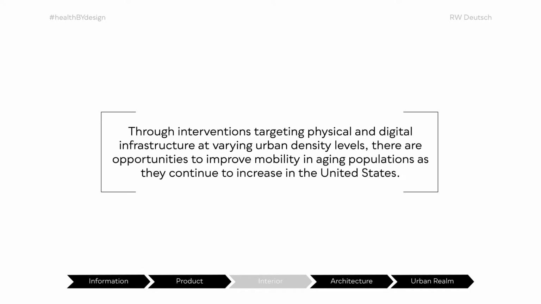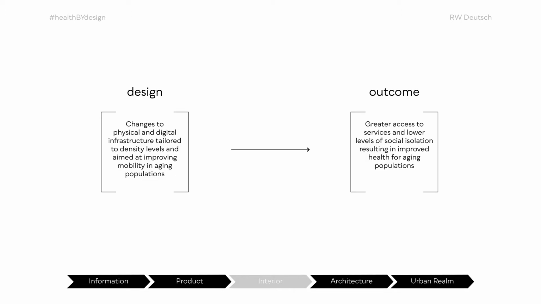Using interventions targeting physical and digital infrastructure at varying density levels, there are opportunities to improve mobility in aging populations. These changes to infrastructure aimed at specific density levels have potential to increase access to services, lower levels of social isolation, and improve overall health.